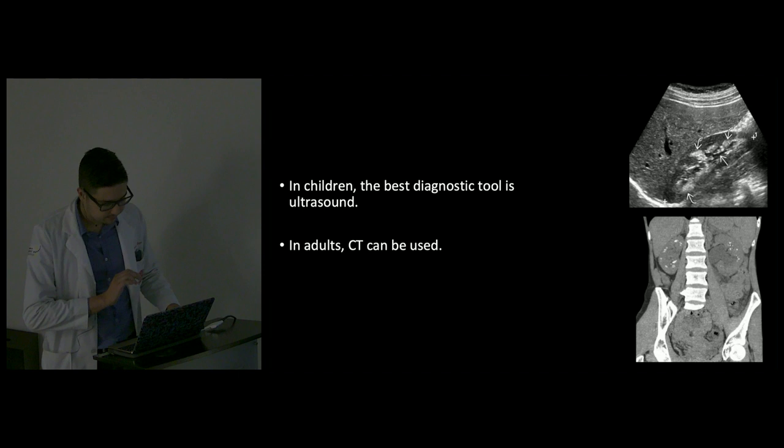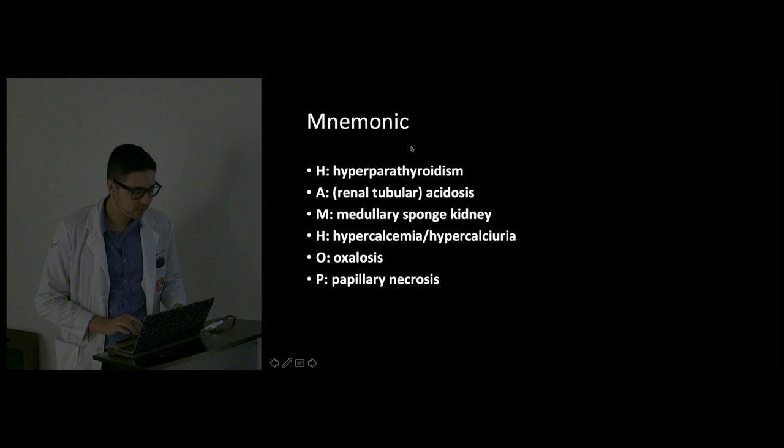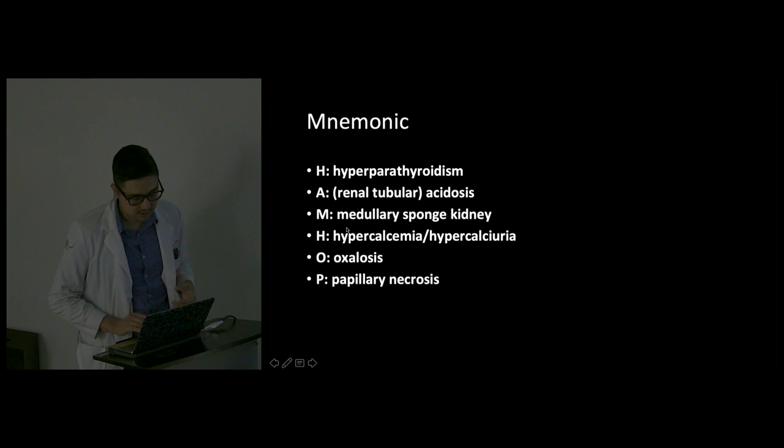There's a mnemonic for the causes of nephrocalcinosis. You can say HAM HOP. It's the things that we said before: hyperparathyroidism, renal tubular acidosis, medullary sponge kidney, hypercalcemia or hypercalciuria, oxalosis, and papillary necrosis.